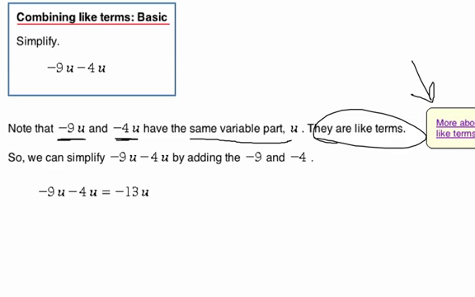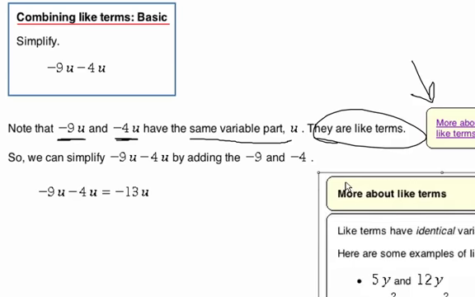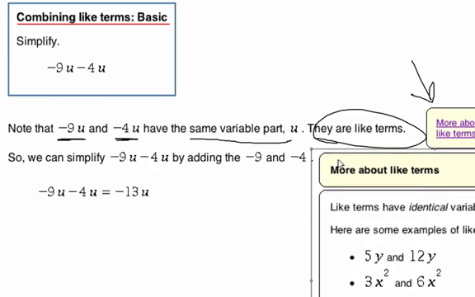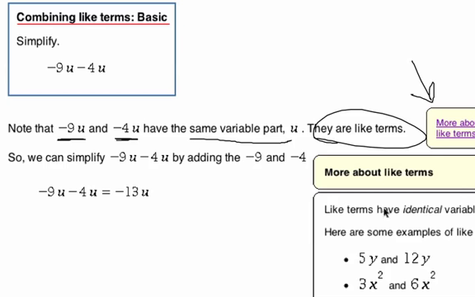Now let's look at more about these like terms. Here are some concepts to help you understand. Here are examples of like terms. We have 5y and 12y. They have the same variable part, so therefore they're like terms. Like terms can be combined. They match. They go together. Here, 3x squared and 6x squared. Those have the same variable part, so therefore they're like terms, which means they combine.